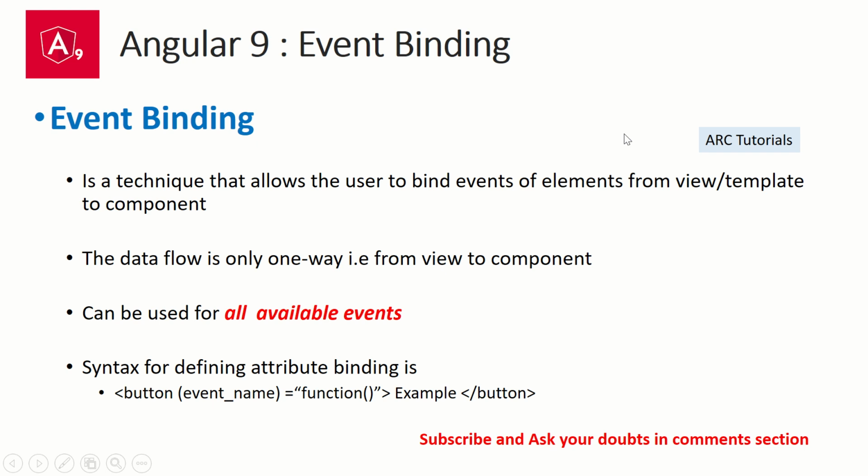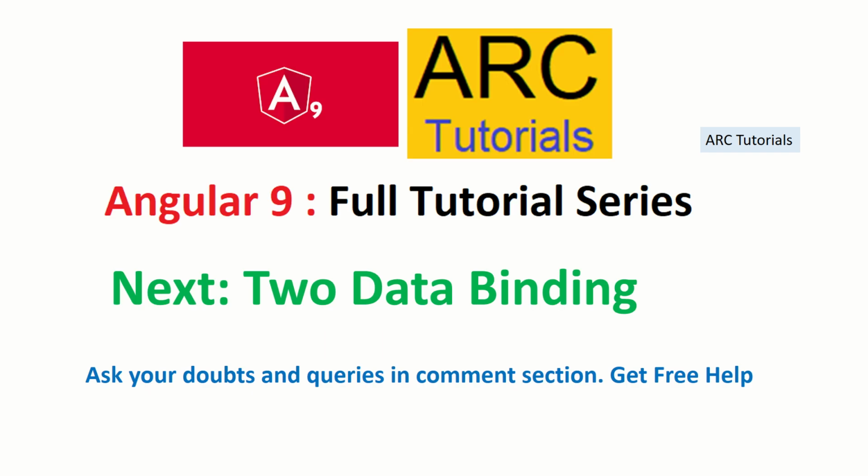That being said, I hope you understand now the concept of event binding and how to use it. Try it out. Let me know if you have any doubts. In the next tutorial, I'm going to teach you how to do two-way data binding. So two-way data binding means from the template to the component, and from component to the template. It is two-way communication. We will learn about it in the next tutorial.